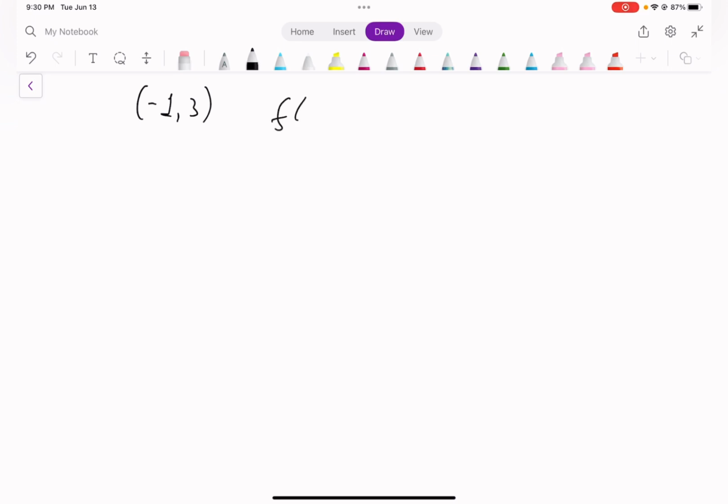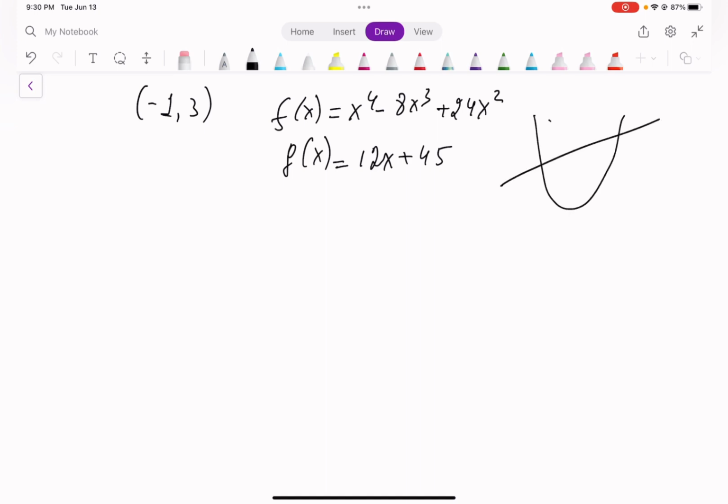So what do we have? F of x is equal to x to the 4 minus 8x cubed plus 24x squared, and g of x we have 12x plus 45. So our graph looked something like this, right? As we can see, on the top is the linear graph, and at the bottom is the parabola. So g of x is the graph of the linear equation, and f of x is the graph of the parabola. So as we said, we need to take g of x minus f of x, and all this under the integral.